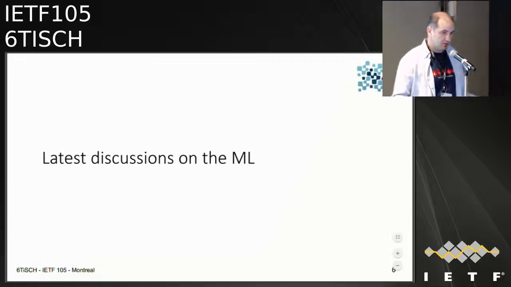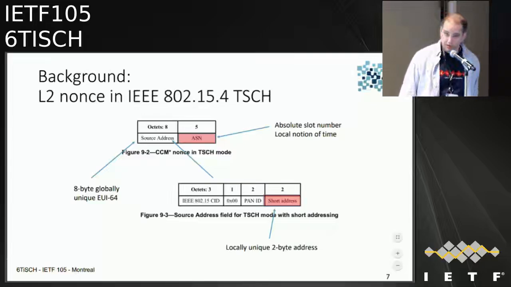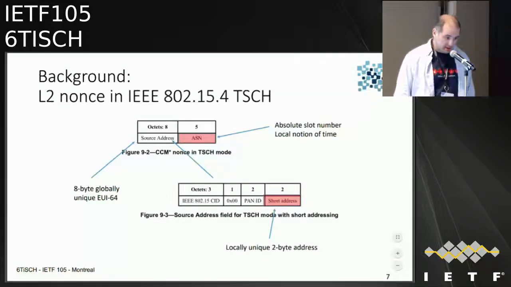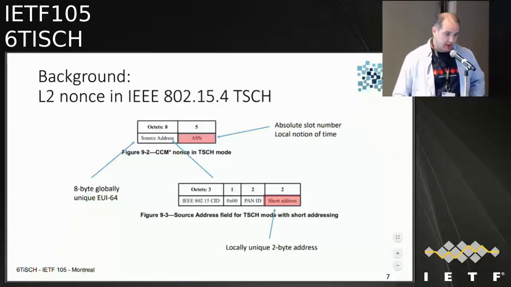But before I go into those details, I will give some background on IEEE 802.15.4 that influences these discussions. The first one is the construction of the layer 2 nonce in 802.15.4 TSCH. As you can see, the nonce is a 13-octet byte stream that contains the source address of the peer sending the frame and the ASN. The ASN is the absolute slot number. It's the local notion of time at the device.